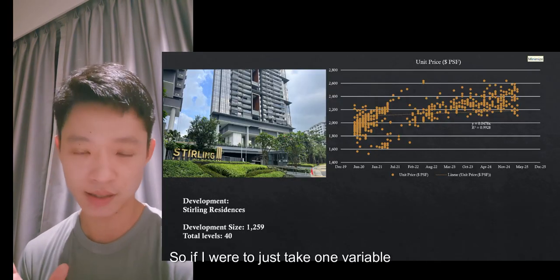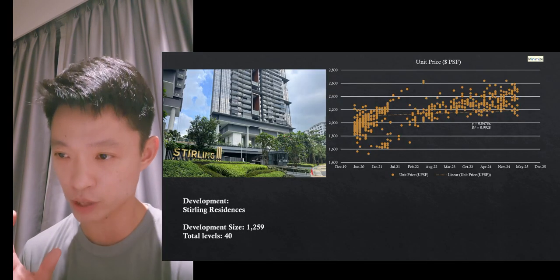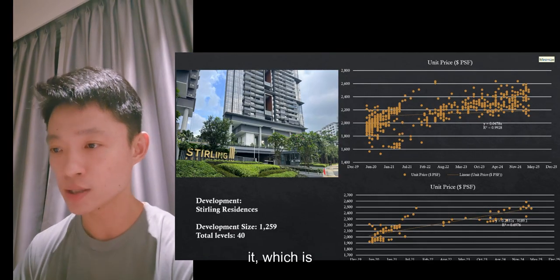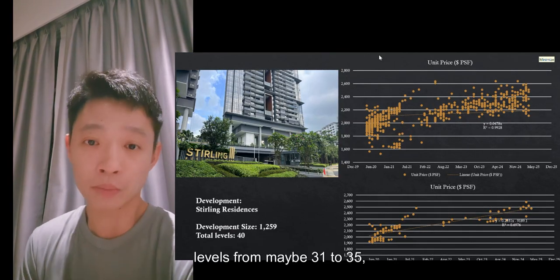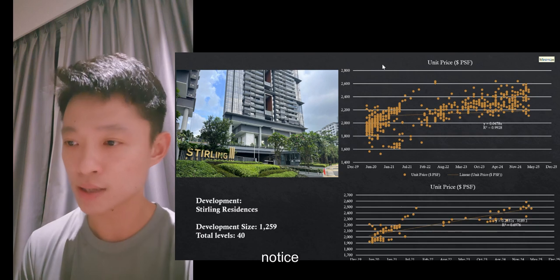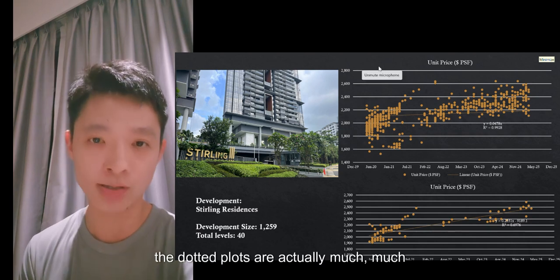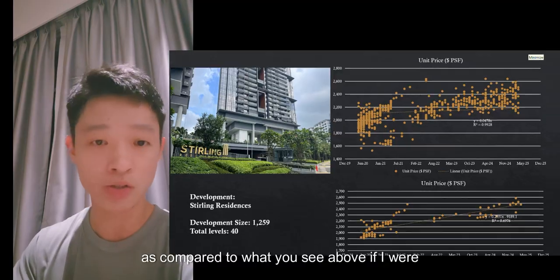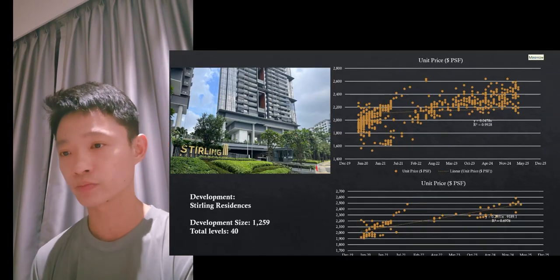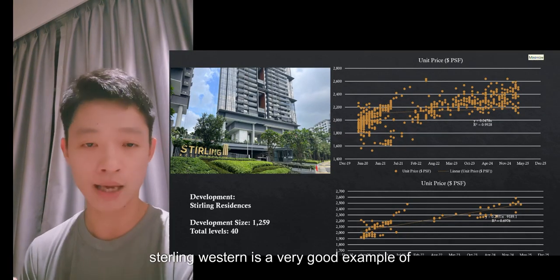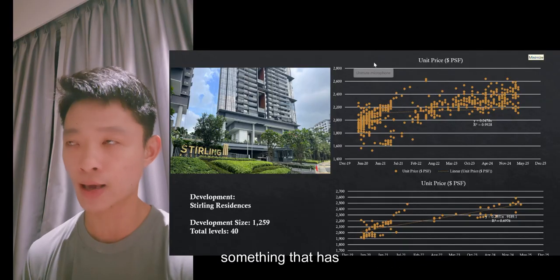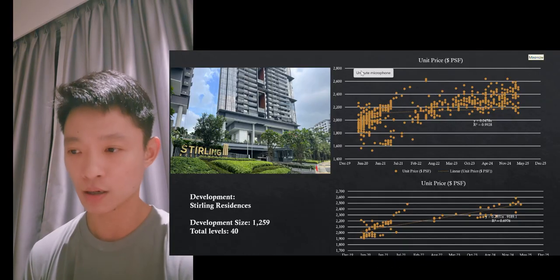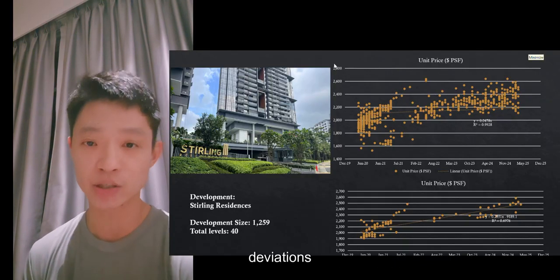If I were to just take one variable and focus on it, which is levels from maybe 31 to 35, notice that the dotted plots are much closer to the trend line as compared to what you see above when I was not controlling for variables. Sterling Residences is a very good example of something that has very small deviations or extreme movements from the mean.